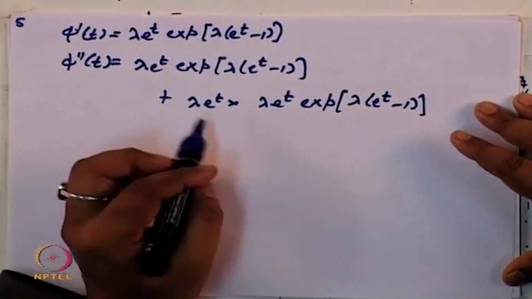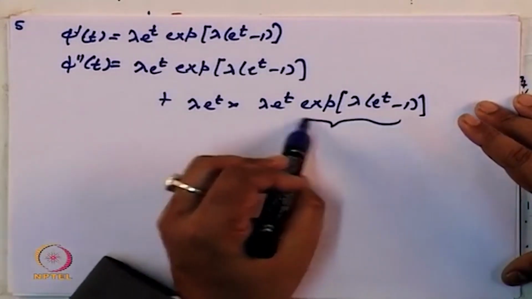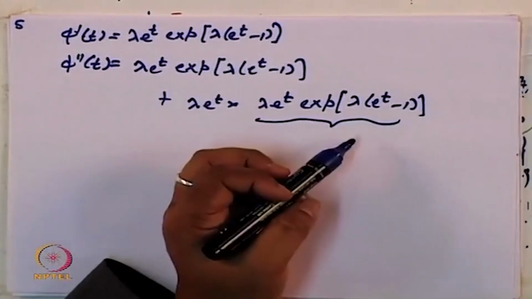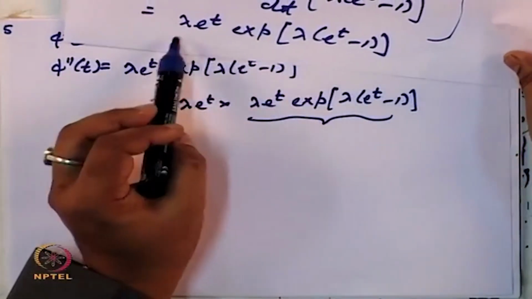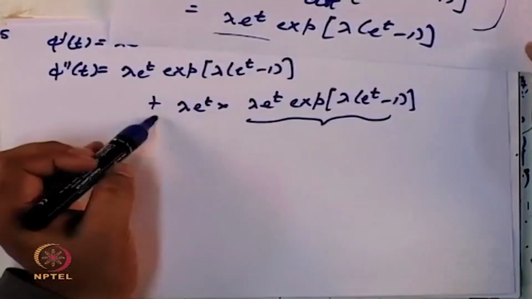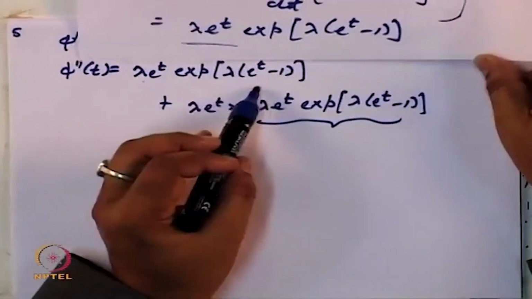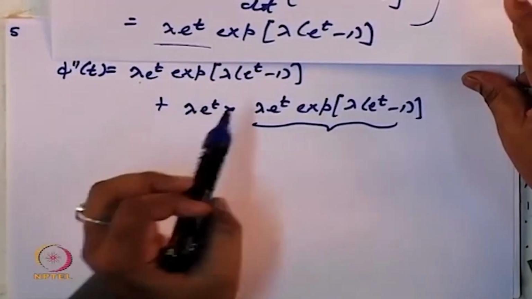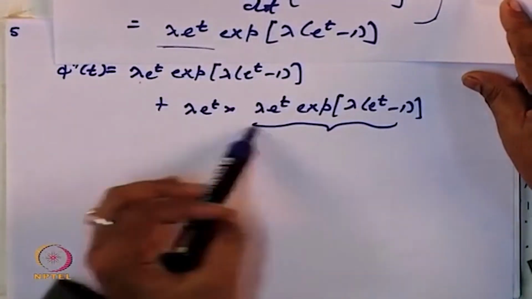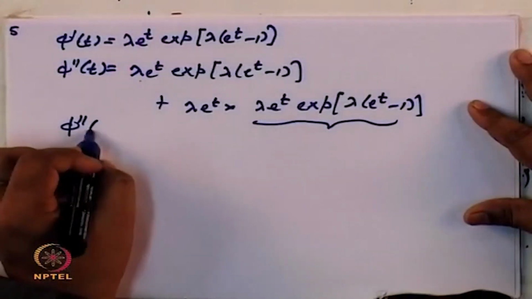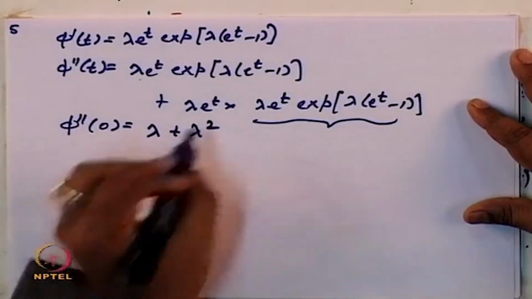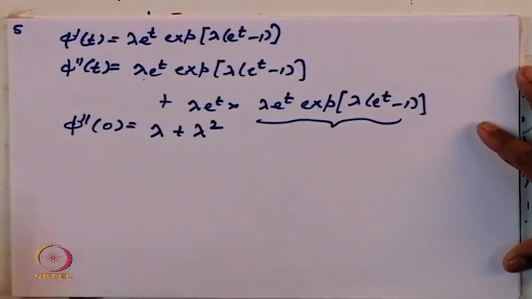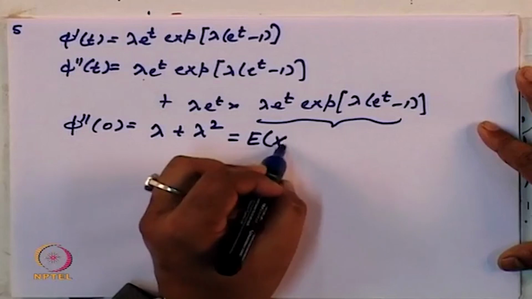Okay. So, this component comes from taking a derivative of this part. The derivative of the first part remains as is. That is why we have lambda e to the power t into this, and then lambda e to the power t, and the derivative of this component will give you this result. Okay. So, phi double prime of 0 then becomes lambda plus lambda square. Okay. So, this is nothing but E of x square.